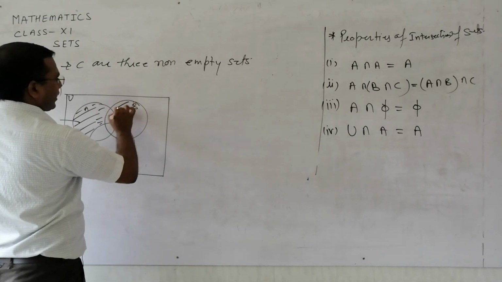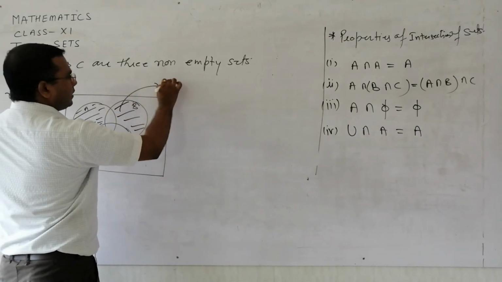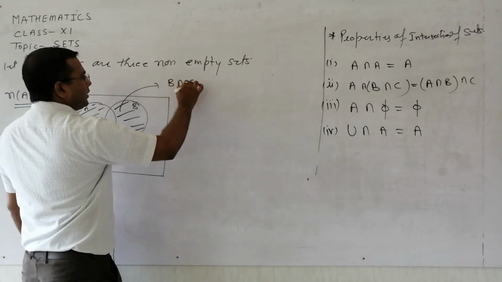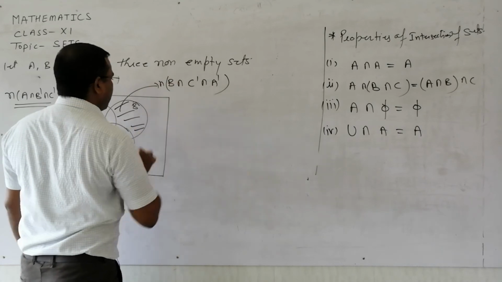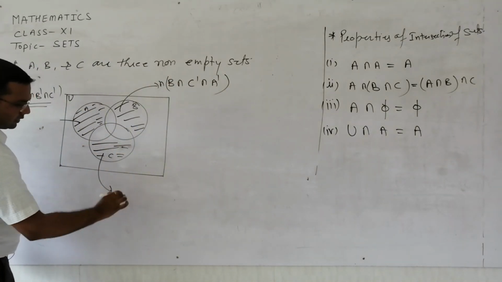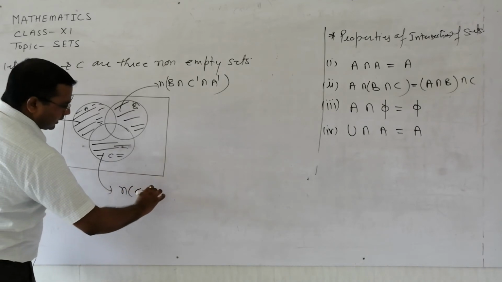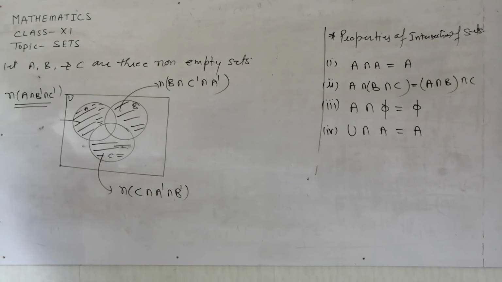Similarly, if you want to find the elements which belong to B only, it is B intersection C complement intersection A complement. And similarly the elements which belong to C only, you can write C intersection A complement intersection B complement.